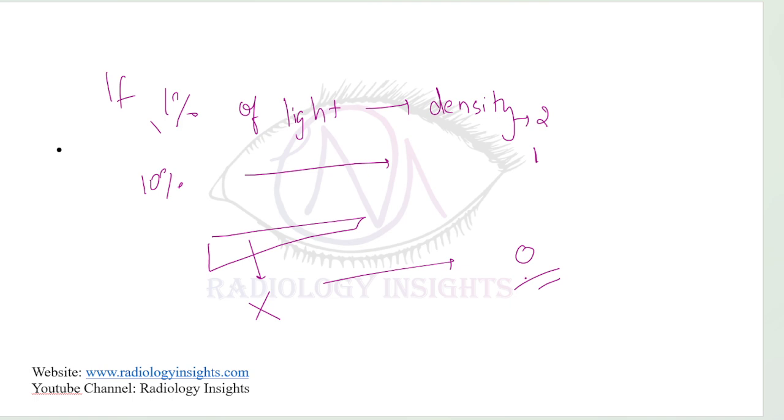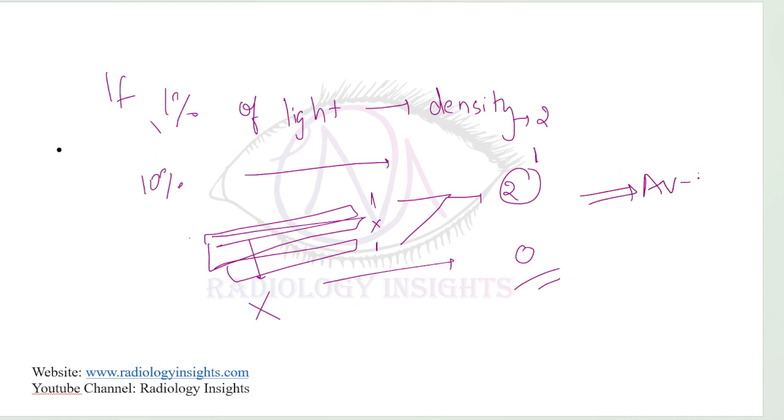Densities are additive. The emulsion in front of the X-ray film and the emulsion behind the film each have a density of 1, so the total film density will be 2. The density of the area of interest on a properly exposed film averages around 1, although in the lung field on a chest film it is around 2.